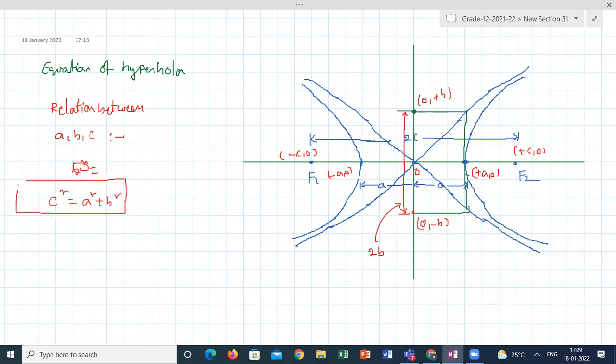How? Who is going to explain how to derive this one? Anyone? Students, please. How can we define this value, this length? C square is equal to A square plus B square. Students, please respond.